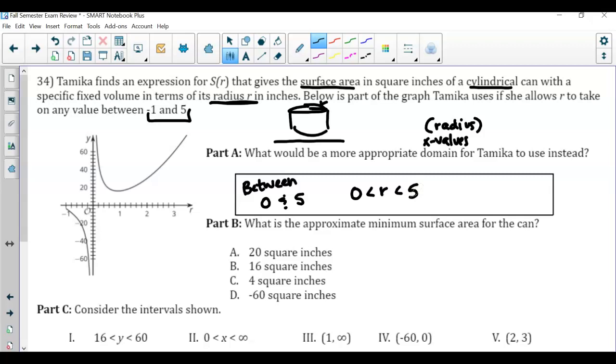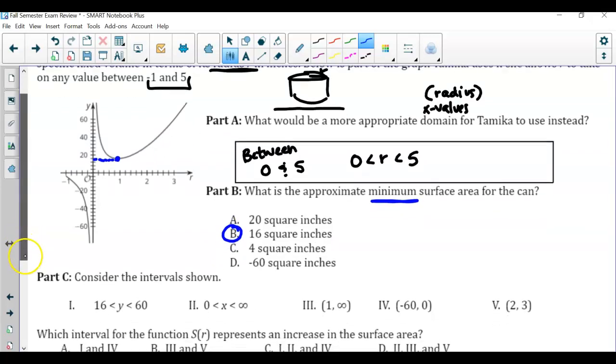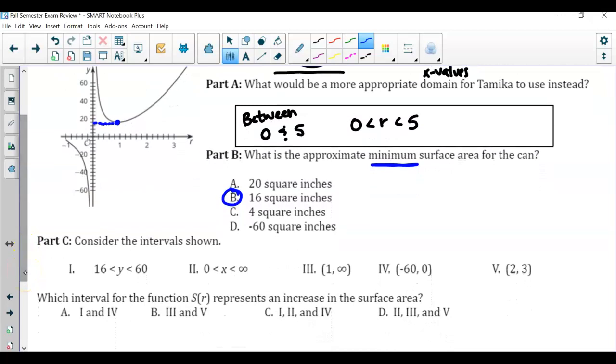Now, what is the approximate minimum surface area? So the minimum surface area for the can. Remember, the graph represents the surface area. So as I look here, my minimum value is approximately here, which is just below 20, so at about 16 square inches. That is your minimum. Then part C. Part C is asking us to consider the interval shown here.